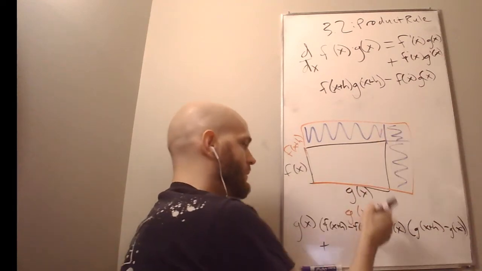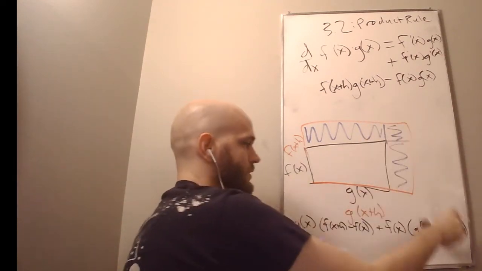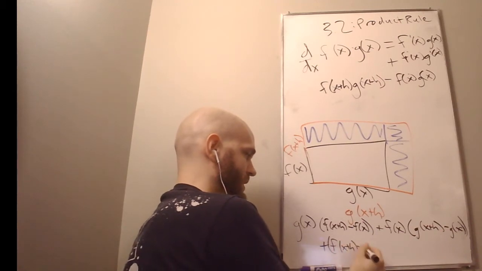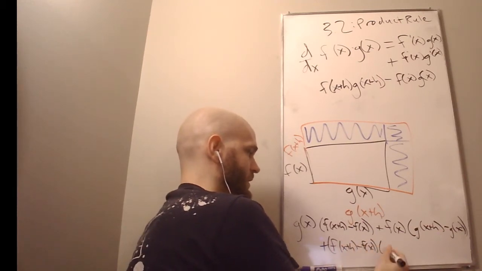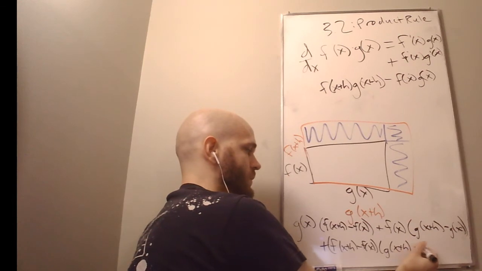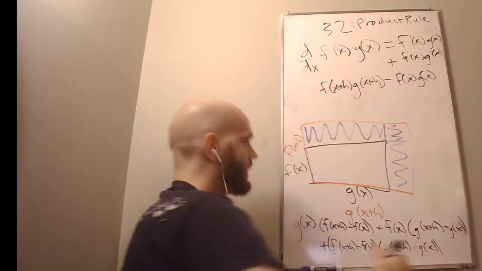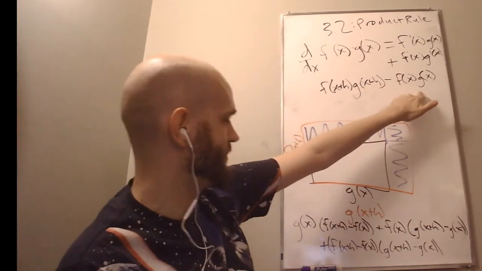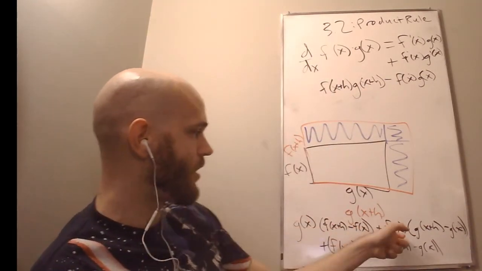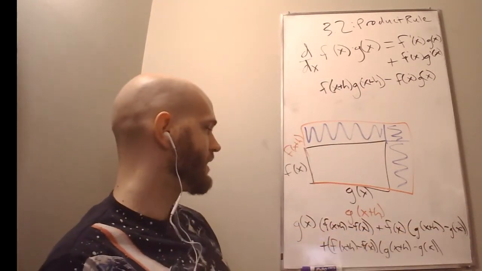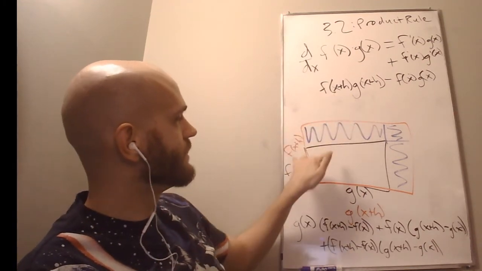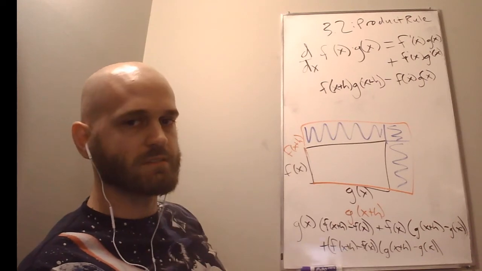Plus this tiny little rectangle, which is these 2 smaller parts, f of x plus h minus f of x, times g of x plus h minus g of x. So this whole thing is equal to f of x plus h, g of x plus h minus f of x, g of x. And if you were to multiply all of this out and simplify, you would get that. But now we can think about how to do this using area formulas, length times width.